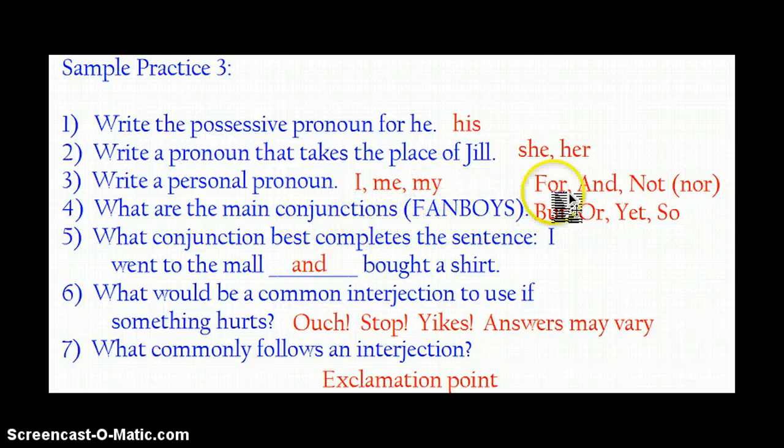The FANBOYS conjunctions are for, and, nor, but, or, yet, so. And I think "and" would be the best conjunction to complete that sentence. Here are some common interjections. Obviously, you might have something else. And usually an exclamation point comes after an interjection.